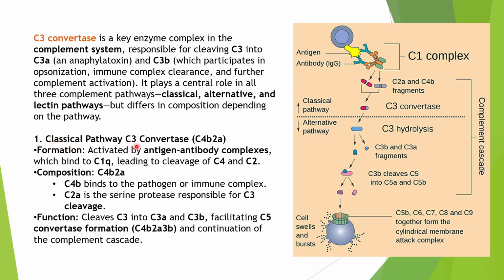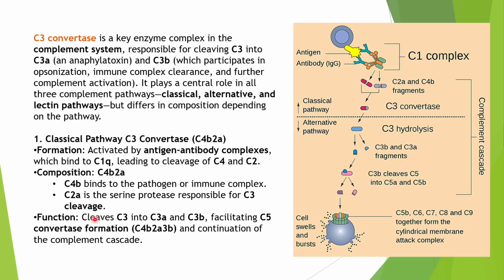So in the classical pathway, C3 convertase is C4b2a. The formation is activated by antigen antibody complexes which bind to C1q, leading to cleavage of C4 and C2. So C4b binds to pathogen or immune complex. C2a is a serine protease that is responsible for C3 cleavage. So C2a, C4b fragments, then we get the C3 convertase, then C3 hydrolysis, then C3b, C3a fragments, then we have C3b which cleaves C5 into C5a and C5b.